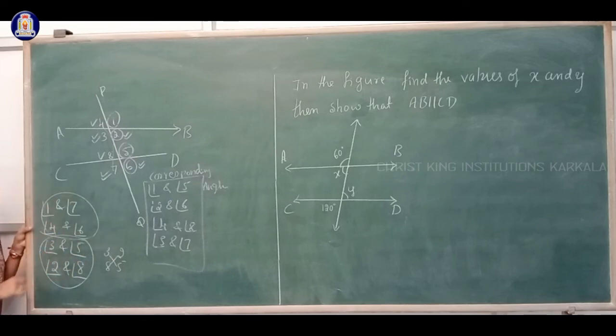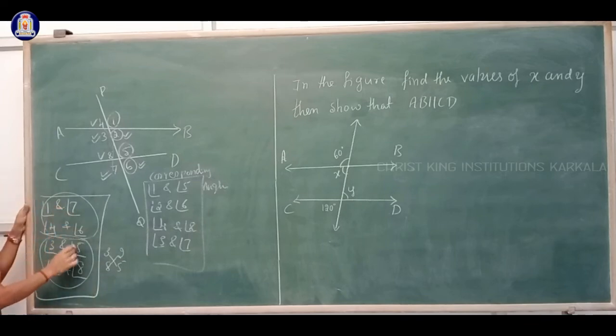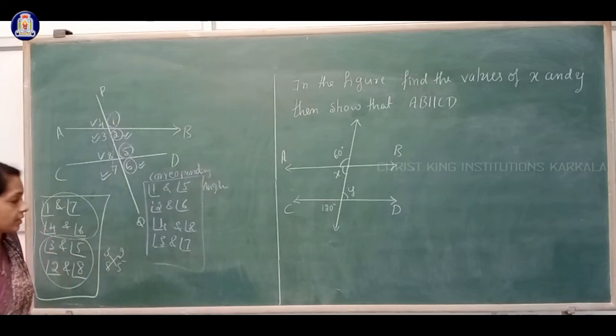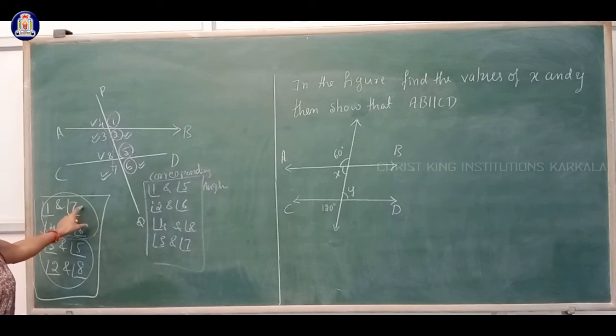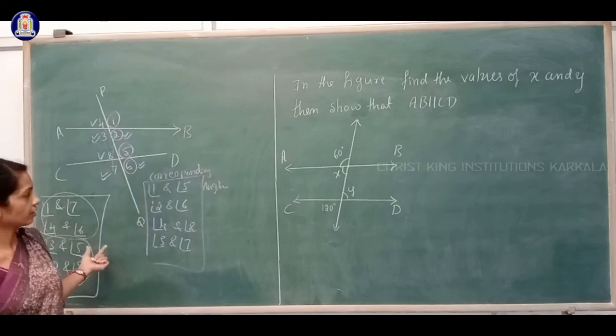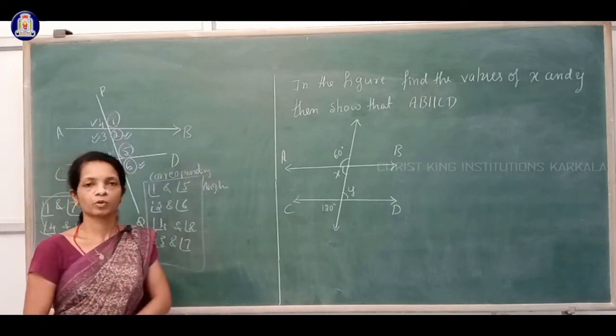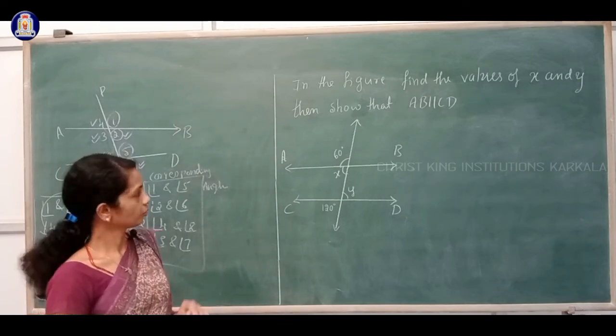These two pairs are exterior alternate angles. So how many pairs of alternate angles do we have? 1, 2, 3, 4. Four pairs of alternate angles. In that, 2 are interior alternate angles and 2 are exterior alternate angles. In total you have 4 alternate angle pairs and 4 corresponding angle pairs. That you have to keep in mind.